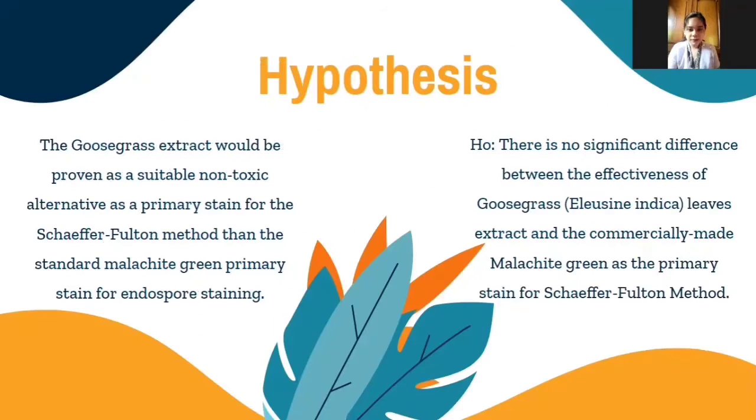This study is guided by a null hypothesis. The goosegrass extract would be proven as a suitable non-toxic alternative and as a primary stain for Schaefer-Fulton method than the standard malachite green primary stain for endospore staining. So our hypothesis is that there is no significant difference between the effectiveness of goosegrass leaves extract and the commercially made malachite green as a primary stain for Schaefer-Fulton method.